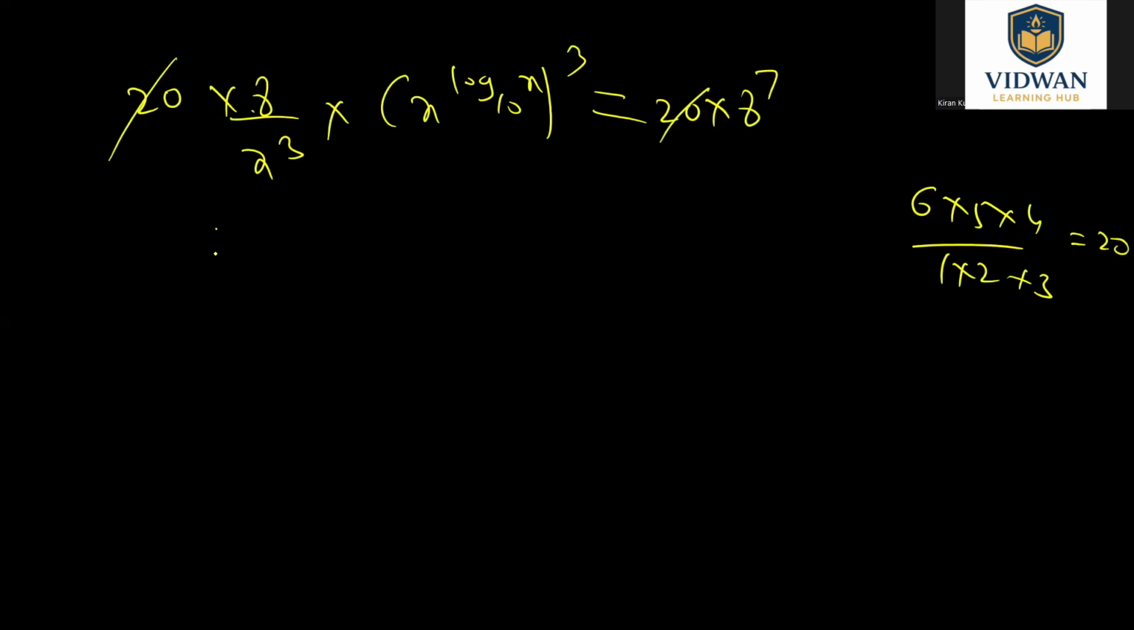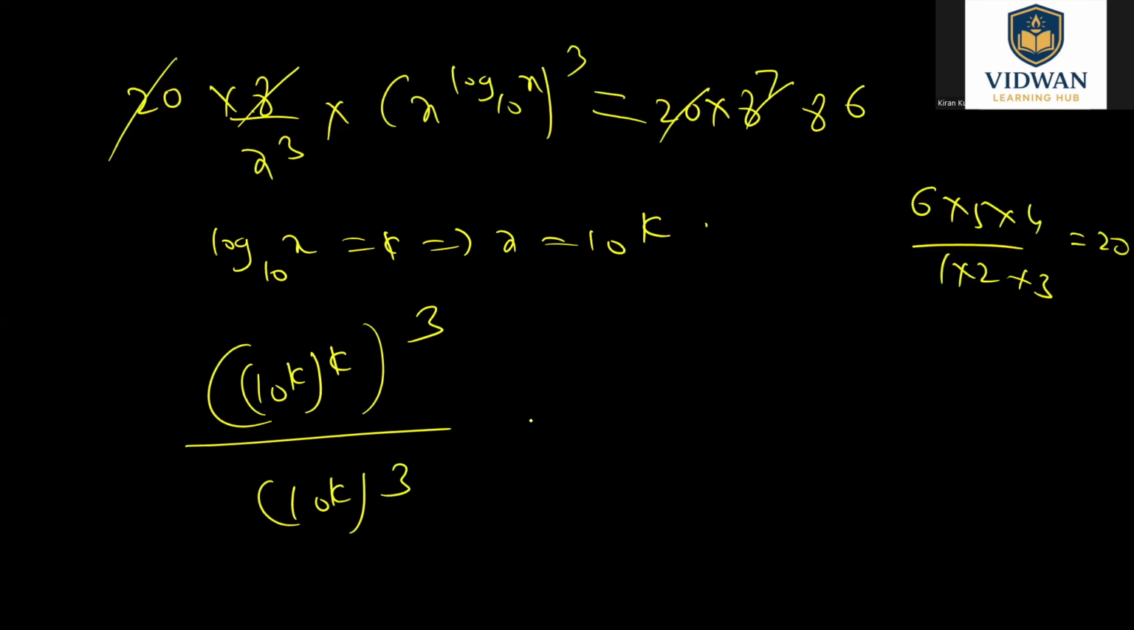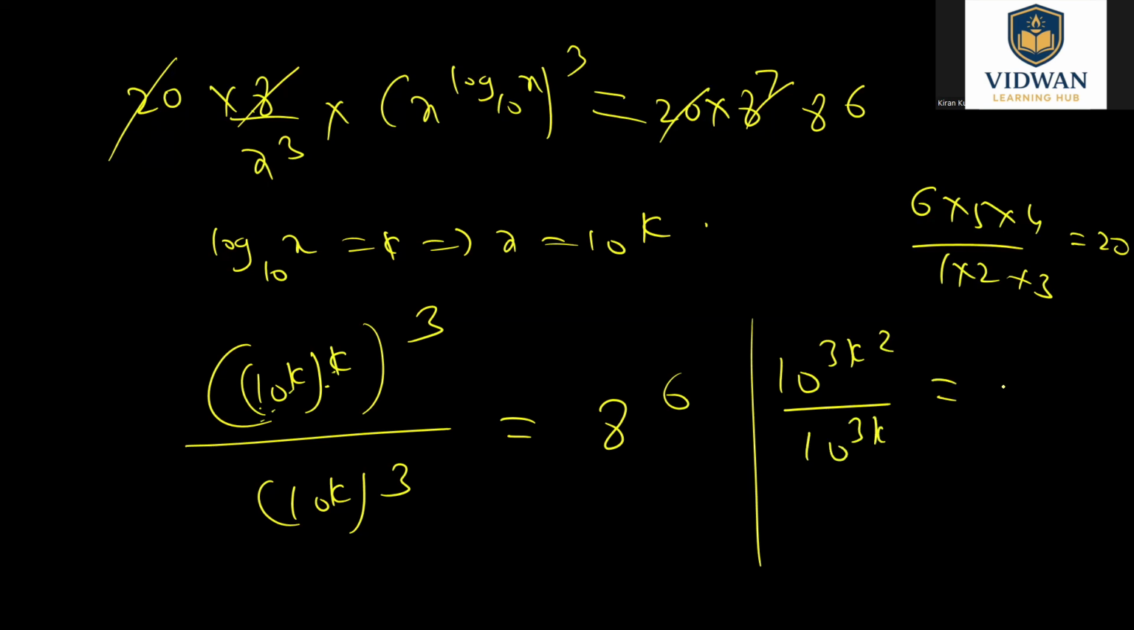To simplify this log part, assume that log x base 10 is equal to some k. This gives you x equal to 10^k. In the numerator, x will be replaced with 10^k, and in the power, log x base 10 is replaced with k, again whole power 3. In the denominator, x cube will be (10^k) whole cube, and the right hand side is 8^6. So this is the same as (10^k)^k, which is 10^(k²), times 3 gives 10^(3k²). In the denominator, you have 10^(3k) equal to 8^6.